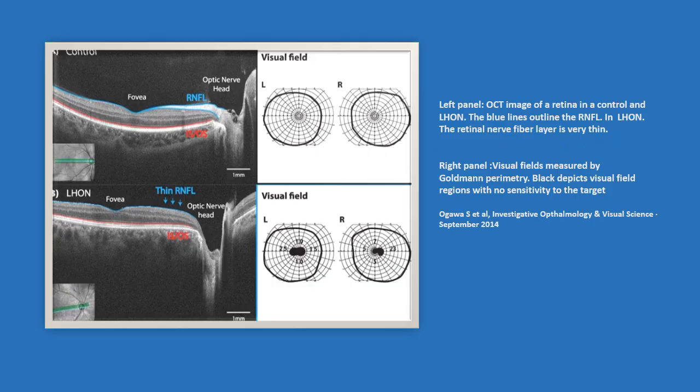In this figure, the left panel shows an OCT image of a retina in a control patient and LHON. The blue lines outline the retinal nerve fiber layer. In LHON, the retinal nerve fiber layer is very thin. The right panel shows visual fields measured by Goldmann perimetry.